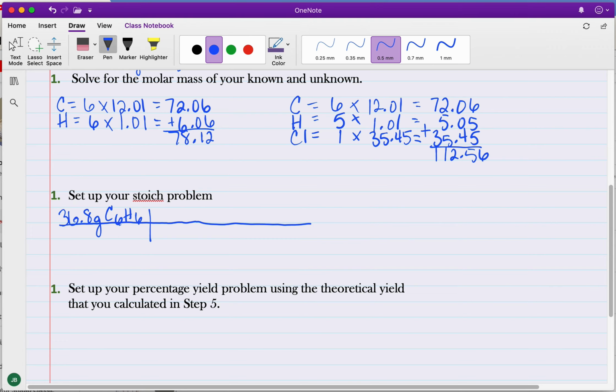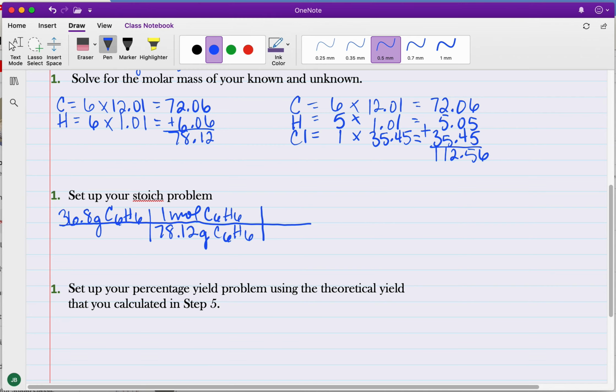And we're going to go ahead, because it's in grams, we have to convert those grams into moles of benzene. And we're going to do that with the molar mass. So that is 78.12 grams. We have 78.12 grams of benzene for every 1 mole of benzene.